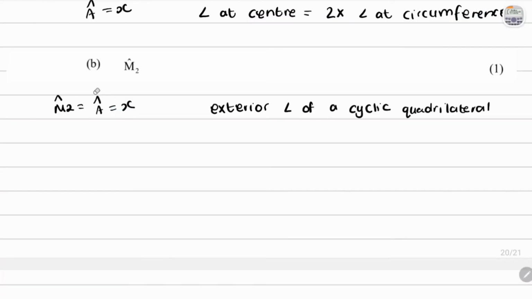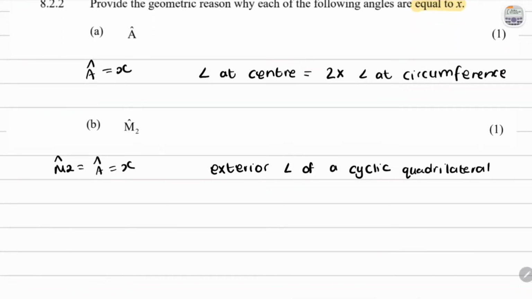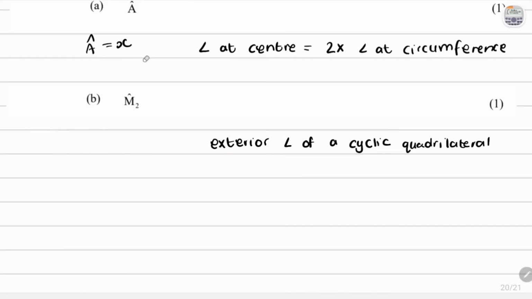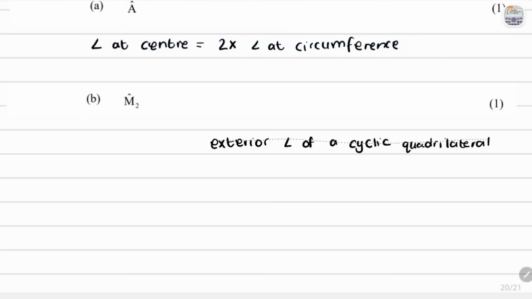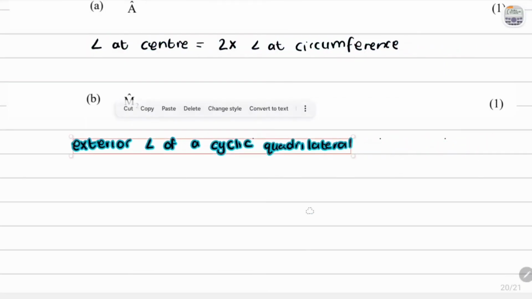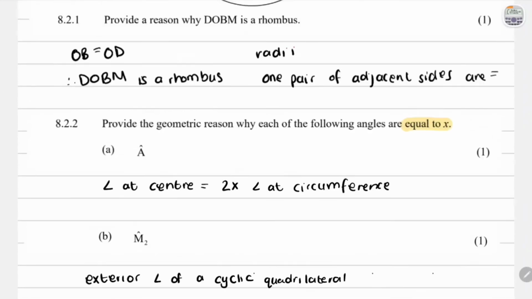Now, honestly, you don't even have to do these. You just have to give them the reason because that's all they're asking for. They just said, give us reasons. So technically, all of this I'm doing is extra work. I don't have to write that. So I'm just going to put the reasons only for those being equal. The next question, C, is we need to show that angle D1 is equal to x. Or give them reasons why, really.